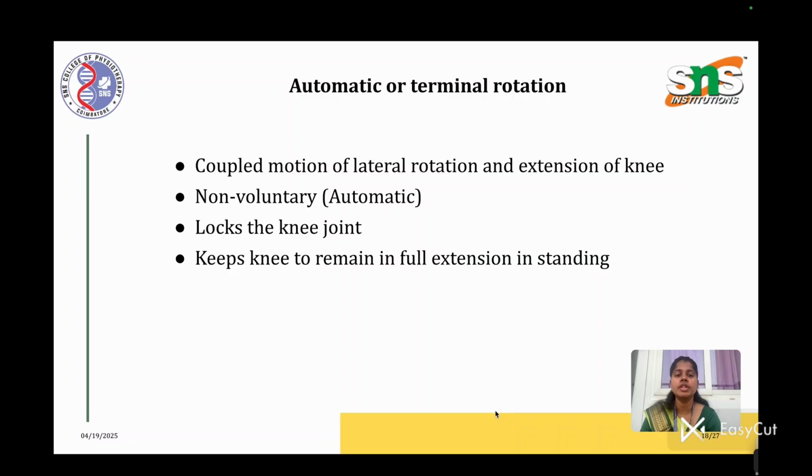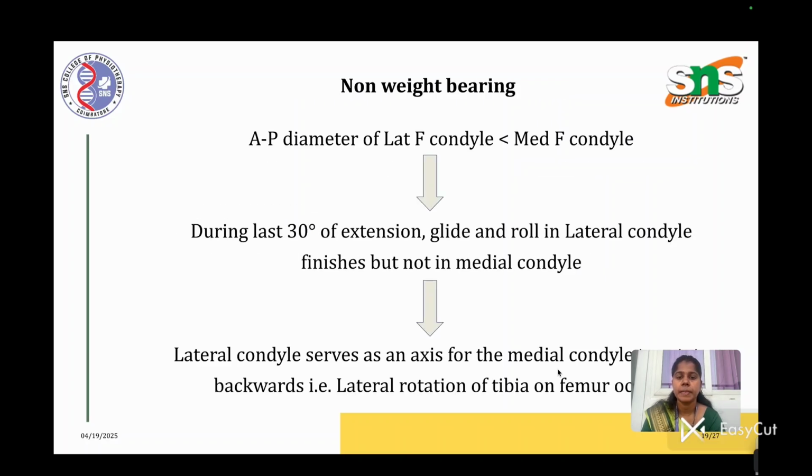Automatic terminal rotation is nothing but the coupled motion of lateral rotation and extension of the knee. It automatically locks the knee joint, keeping the knee in full extension in standing. During non-weight bearing, this is nothing but very simple.